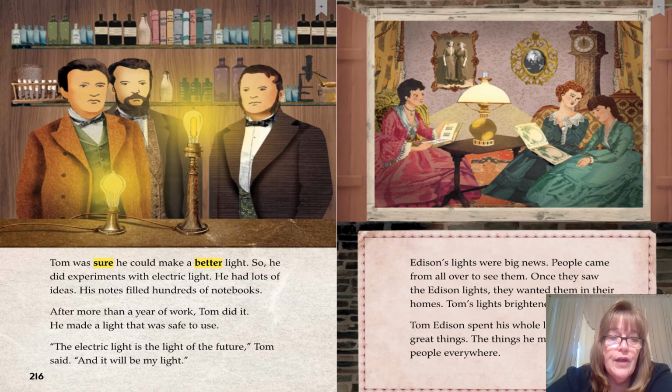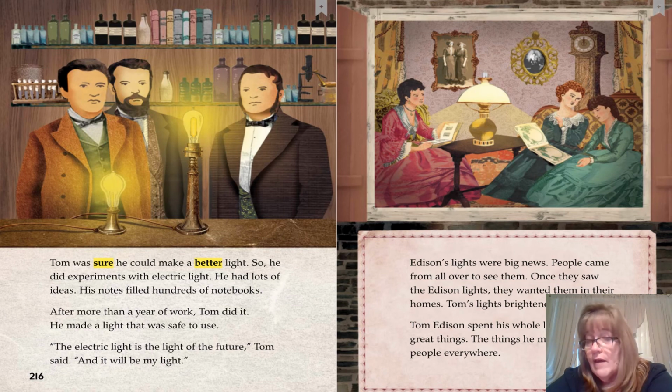Tom was sure he could make a better light, so he did experiments with electrical light. He had lots of ideas. His notes filled hundreds of notebooks. After more than a year of work, Tom did it. He made a light that was safe to use. The electric light is the light of the future, Tom said, and it will be my light.